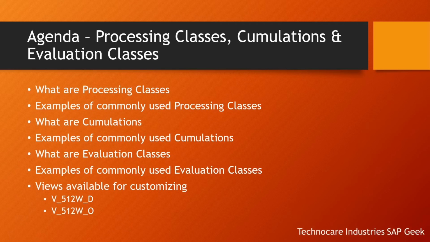So using these two views, 512w_d and 512w_o, we can basically make modifications in the wage type characteristics. Wage type characteristics is nothing but how the wage type will behave, right? So for those who are new, just try to understand that we today are going to discuss the characteristics of wage type. Okay, and there are three very commonly used wage type characteristics, which are nothing but processing classes, cumulations and evaluation classes.